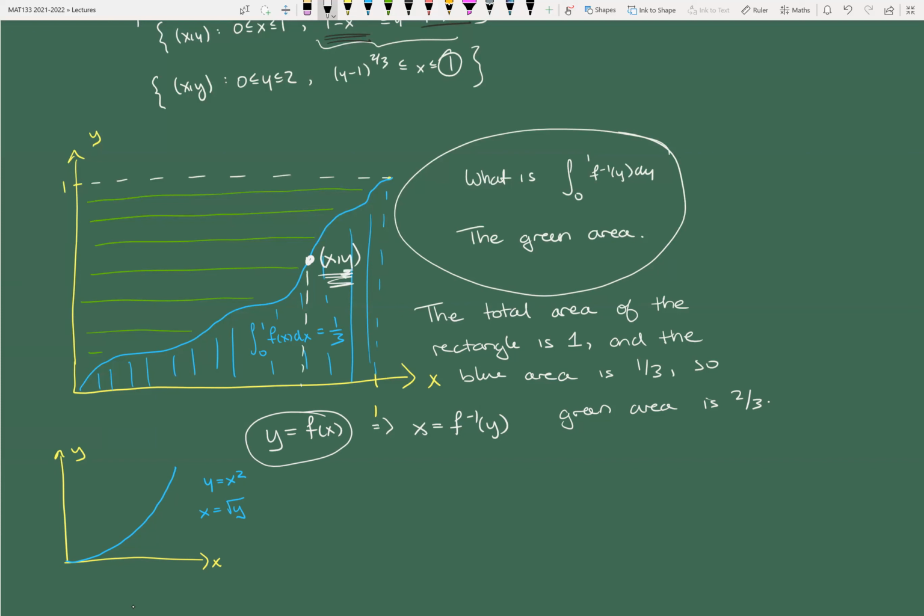Now, when I want to integrate along the y-axis, when I want to compute the green area, you're trying to do the other thing, right? You're trying to say, if you give me an arbitrary point y, how do I compute this length right here? If you're given a point y, that's now the x distance. So given y, what's the x distance?